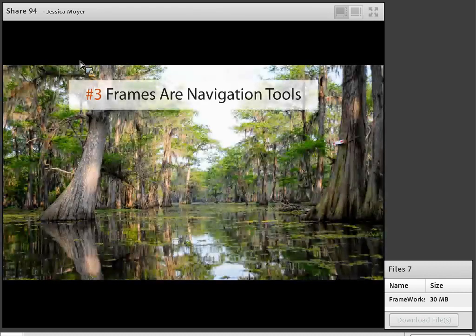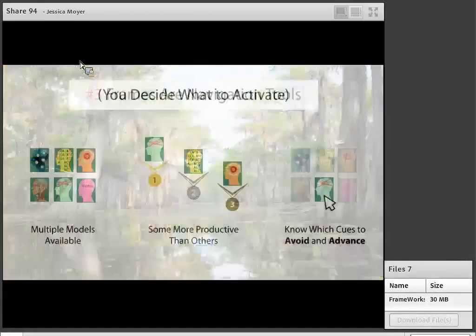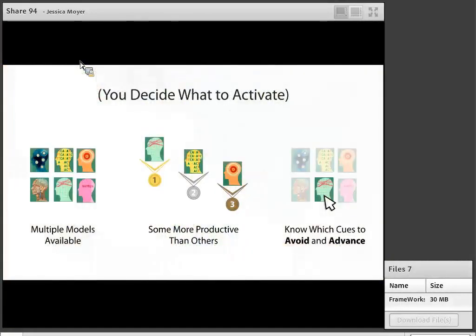A third framing fundamental here is about how frames are navigation tools. So it's just a reminder that your messages have to strategically navigate this ecosystem. And in that way, they're tools. They give you options about what to queue up and what not to queue up, what to steer clear of. It's important to keep in mind that there are multiple cultural models available.